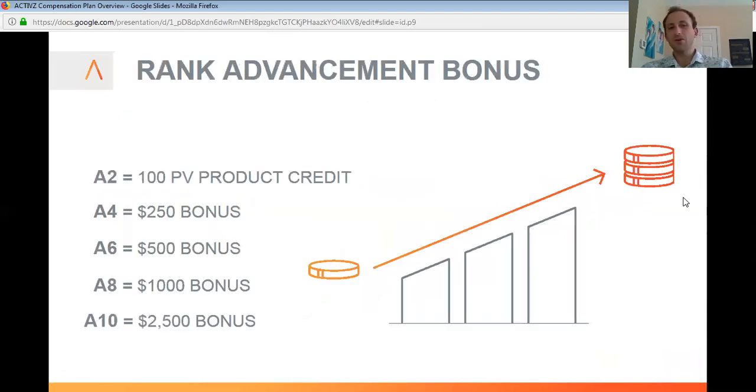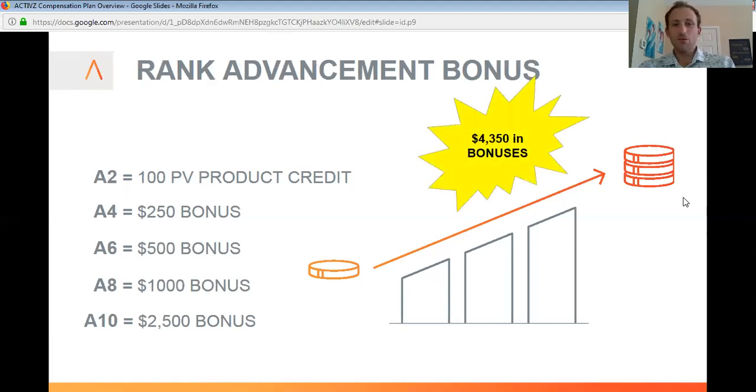So let's look at the rank advance bonuses. As you move along the ranks of the company, we've got 16 levels. About every 2, you're going to see a nice little thank you from the company, a congratulations beyond the title and the awareness of growing your business. You're also going to get a nice monetary reward, and you can see those numbers there. If you add all those up, that's $4,350, over $4,000 in bonuses as you're building your business to the A10 rank, and that's in addition to those other bonuses and commissions we talked about before, and it's in addition to the commissions we're also going to continue to talk about.